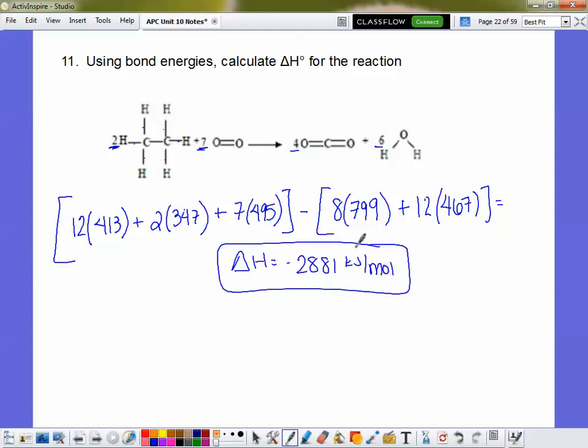And that's how you calculate bond energy. It's literally just from the Lewis structure of all the molecules in the reaction and using the average bond energies from table 8.4.